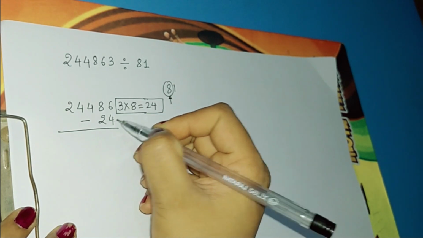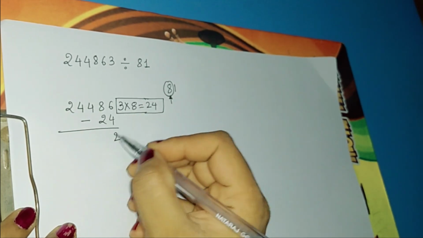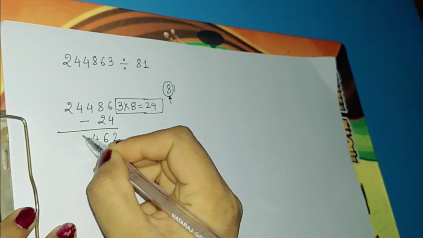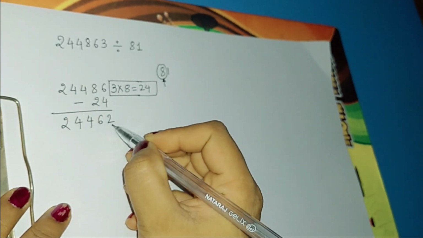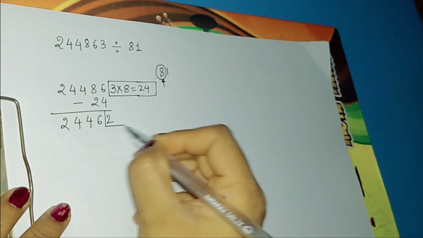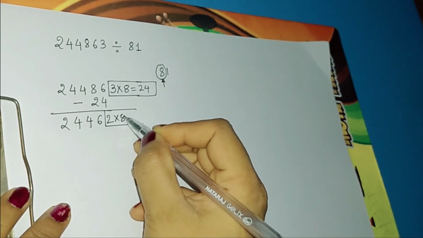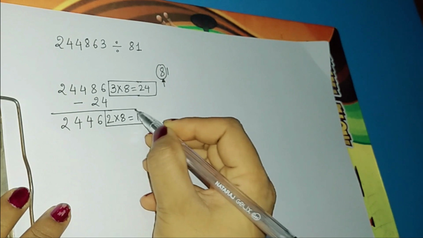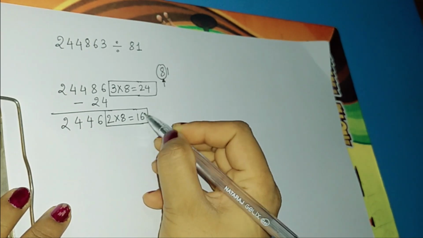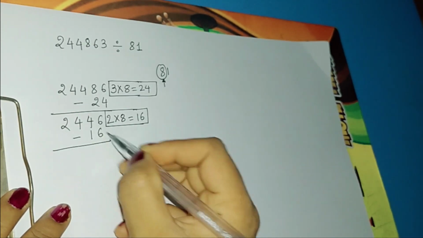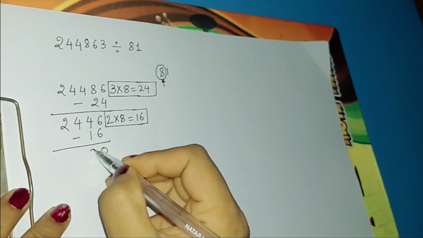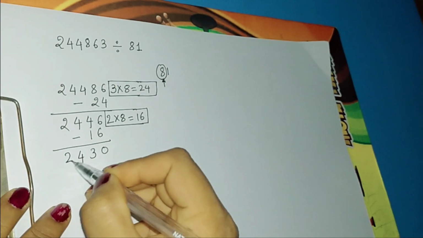Here it is 6 minus 4, it is 2. 8 minus 2, it is 6. 4, 4, 2. Now again we got a number. Take the last digit of this number, that is 2. Again multiply this 2 by 8. So 2 times 8 is 16. Now subtract the 16 from the remaining number, that is 6 minus 6, 0. 4 minus 1, 3. 4 and here 2.